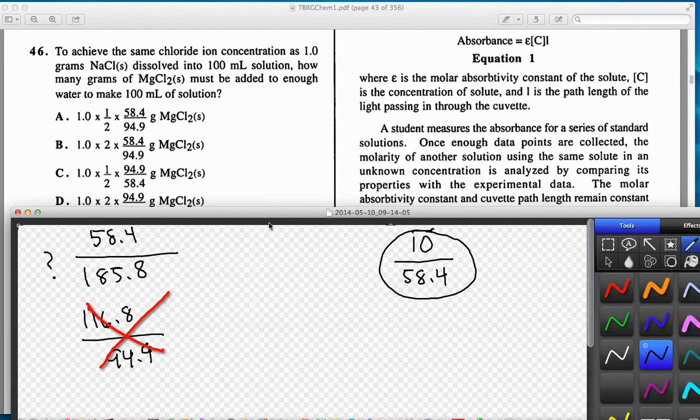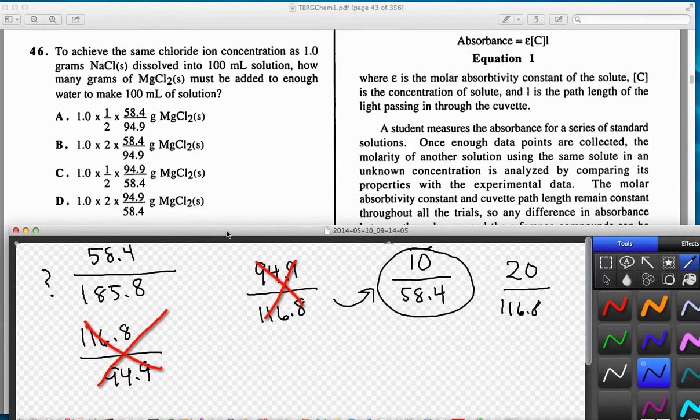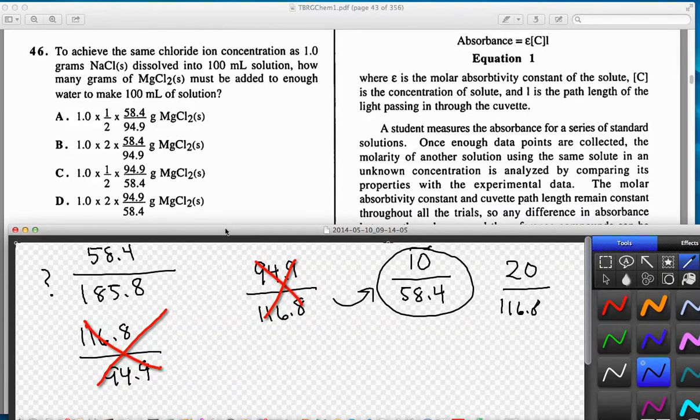Because when I evaluate C, that's 94.9 over 116.8. There's no way that's this number. Because if I multiply this by 2, I get the same denominator, right? 116.8. I can do that as long as I multiply the top. 20 over 116.8 is not the same as 94.9. So, see ya, turkey. Now, what about D? D's even worse. I think A is the one that I want.